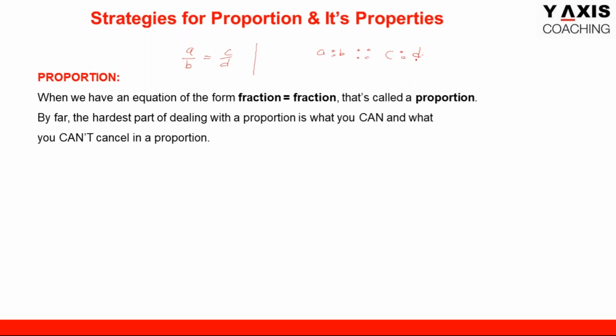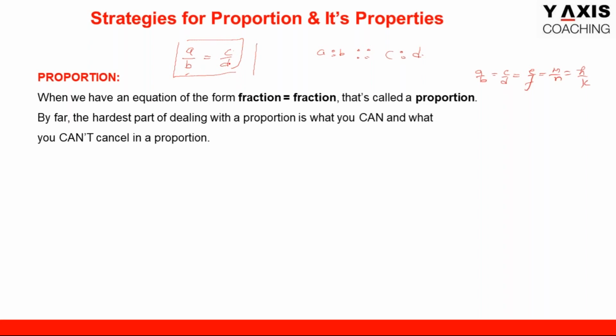And not only two, you can even take more than two ratios and equate them, such as A by B is equal to C by D is equal to E by F is equal to M by N. I have taken many, and you can take even more. But when it comes to GRE, GMAT, and SAT problems, mostly we deal with only two.